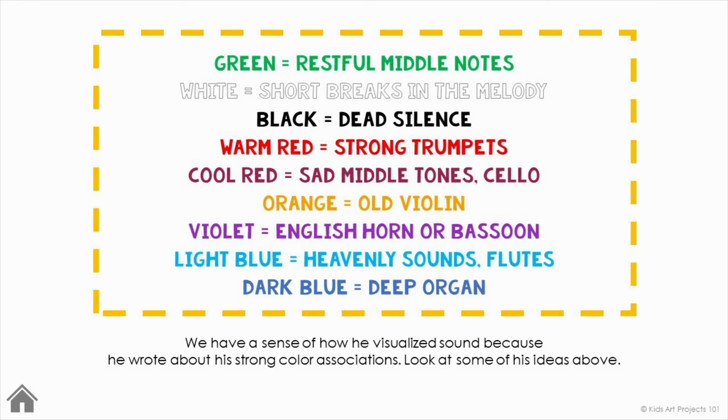Black equals dead silence. Warm red equals strong trumpets. Cool red equals sad middle tones, cello. Orange equals an old violin. Violet equals English horns or bassoons.